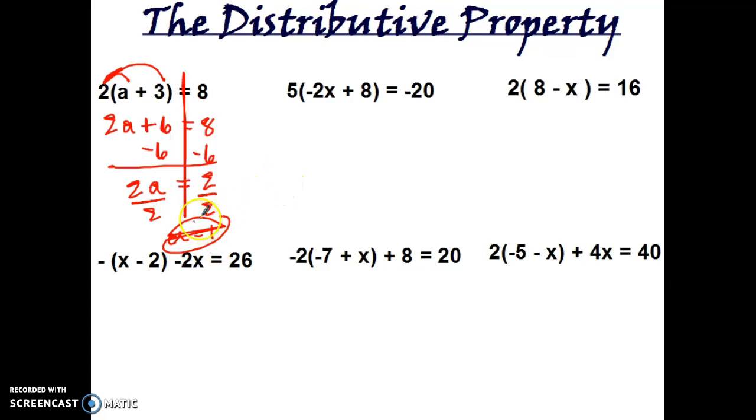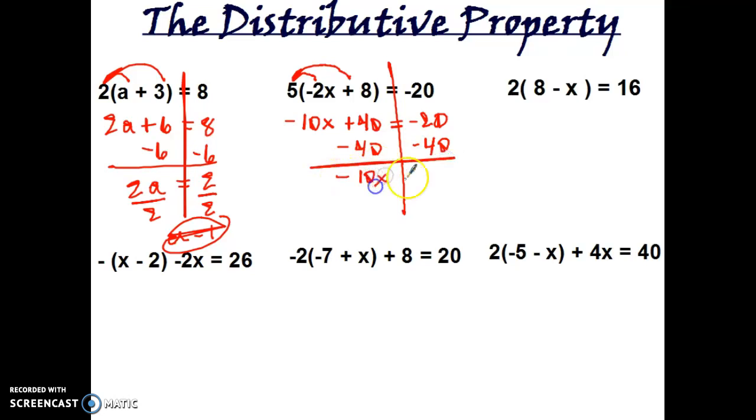All right, 20. Okay. Distribute. Distribute means to give out, to share. And in math, it means to multiply. Multiply everything by 5. So we get negative 10x plus 40 is equal to negative 20. Subtract 40 from both sides. We'll get negative 10x is equal to negative 60. Divide by negative 10. X is equal to 6.